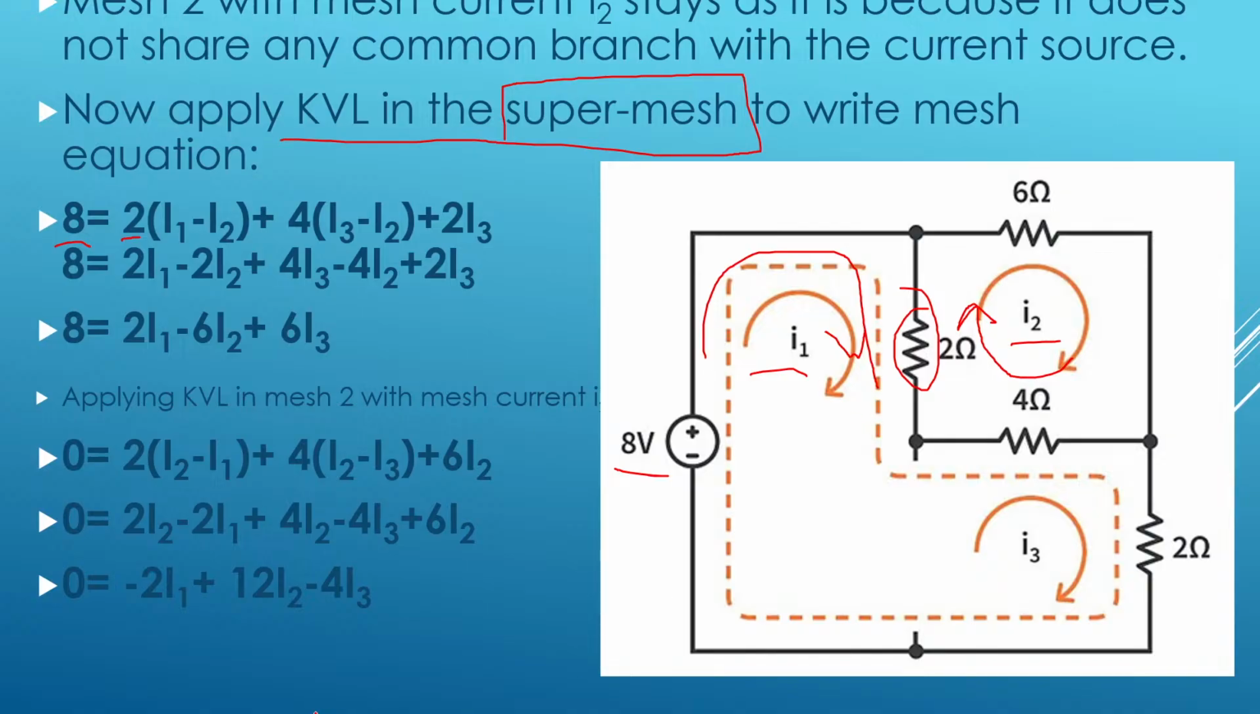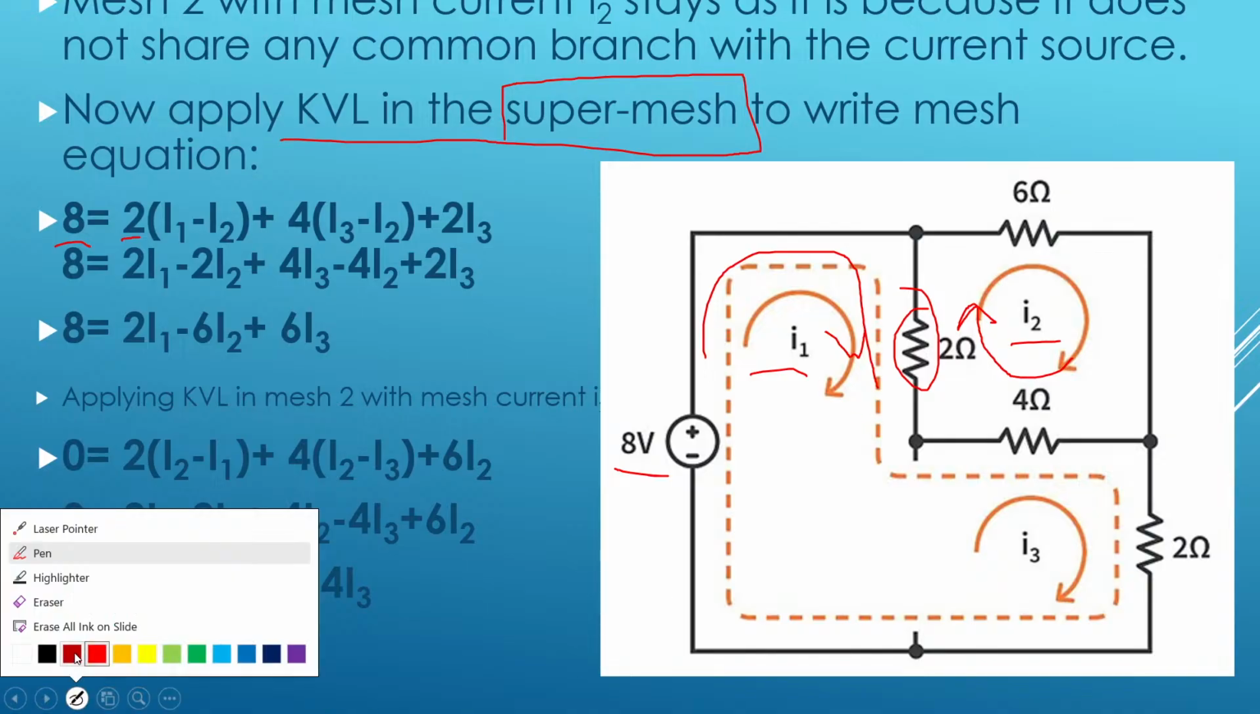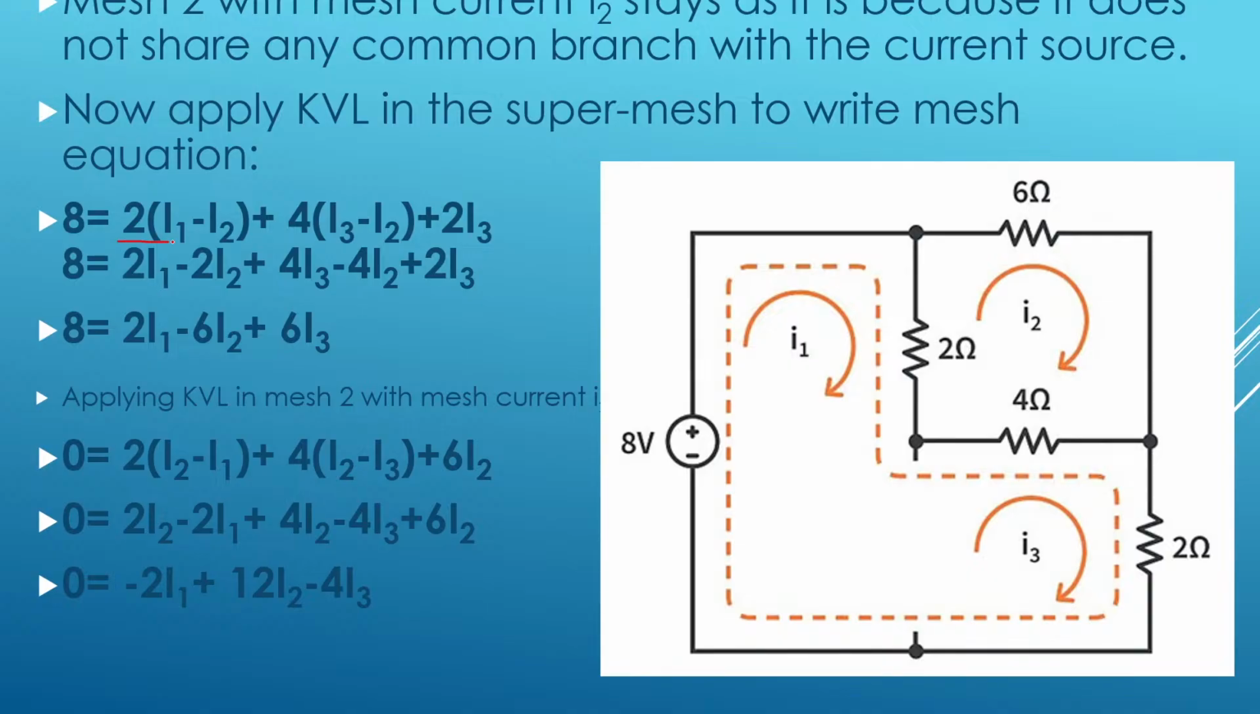Okay. So both are opposite to each other. Therefore, 2 into I1 minus I2, plus one more element is there, 4 ohms. 4 ohms is in between this mesh and this mesh. So both two currents are there.